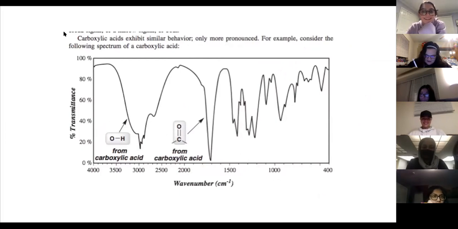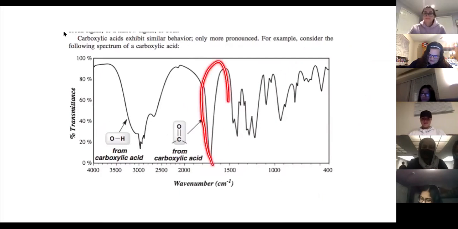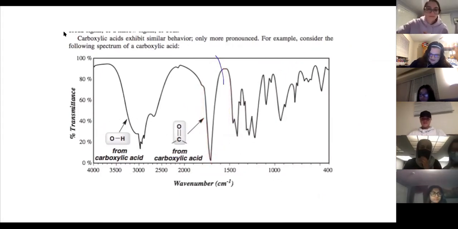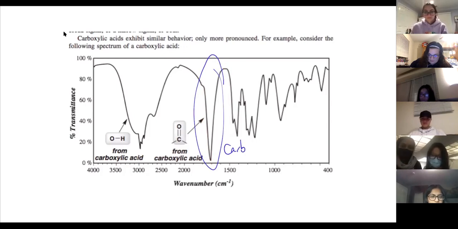So here we have two things. The first thing we have is this stretch at about 1700. So this guy tells us that we have the carbonyl, right?